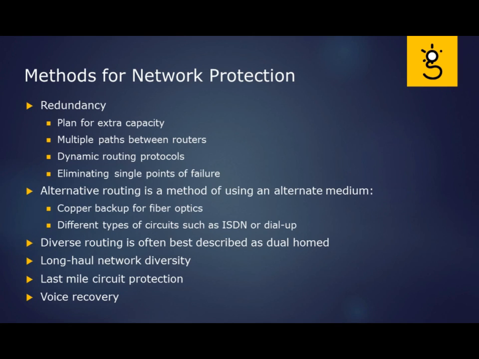Diverse routing is best described as dual-homed. That means I'm using two service providers, service provider A and service provider B. If something bad happens to service provider A, I've got B. So that's better than just one. Long-haul network diversity as well. That means that the service providers all have ways to get around if their next neighbor goes down. There's last-mile circuit protection and voice recovery as well.